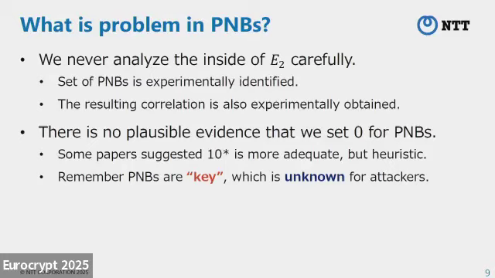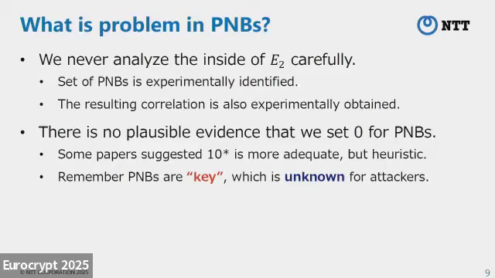OK, but what is the problem in this PNB technique? One issue is we never analyze the inside of the E2 carefully. Of course, we first identify the set of PNBs, but usually this set is experimentally obtained. And also, after identifying PNBs, we estimate the backward correlation also experimentally. So almost everything is an experimental attack.